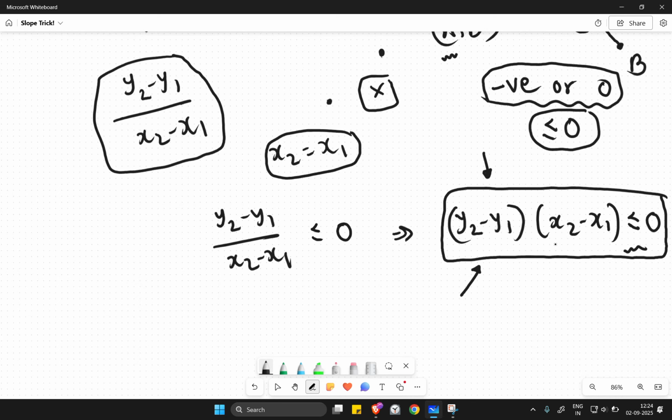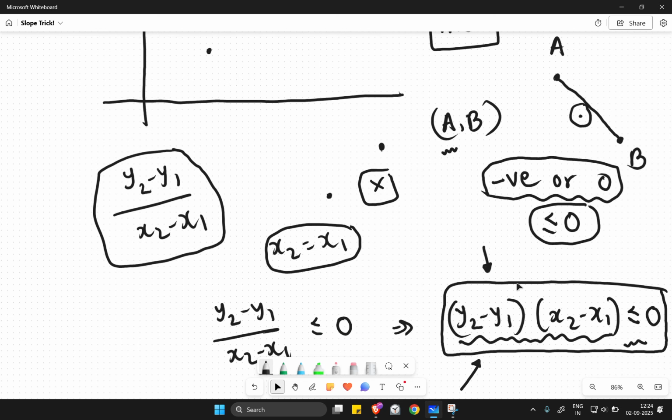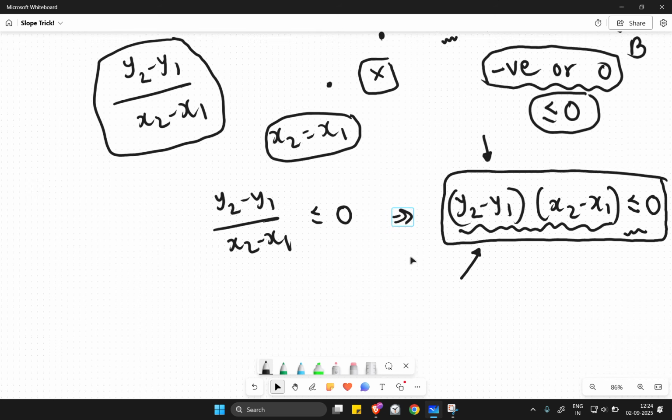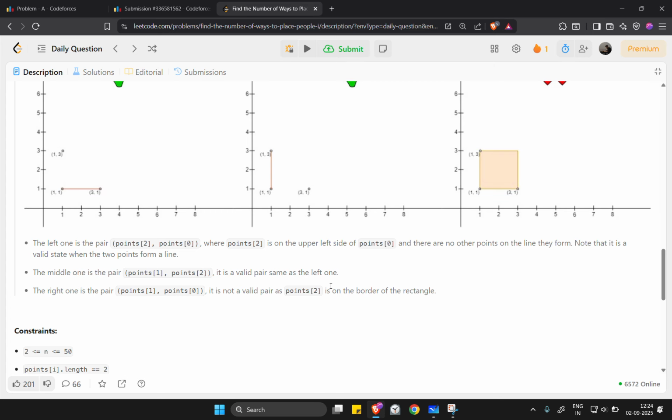First of all, if this expression y2 minus y1 into x2 minus x1 is greater than 0, then for sure you know that your slope is positive, and these 2 points won't guarantee the condition that you are searching for. Okay, so this is basically the trick, and let me show you the code real quick.